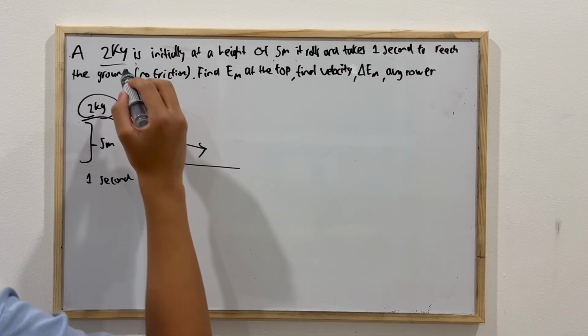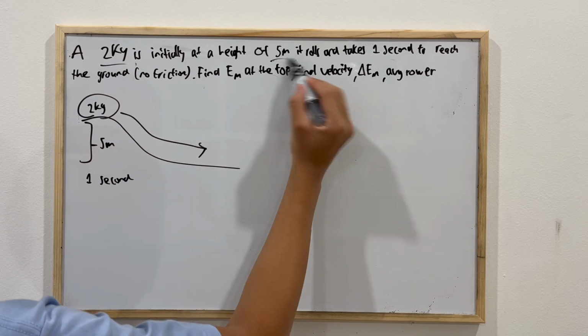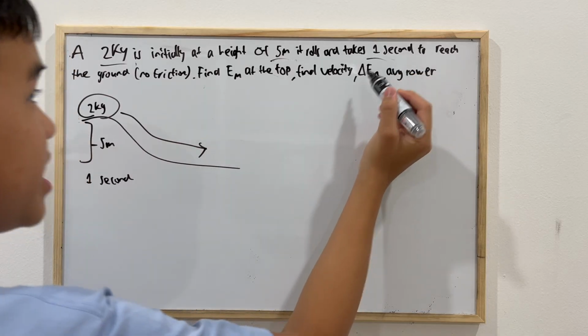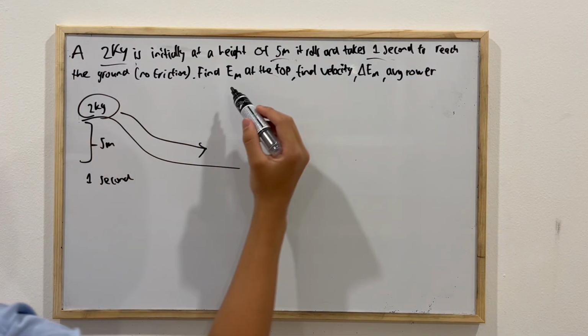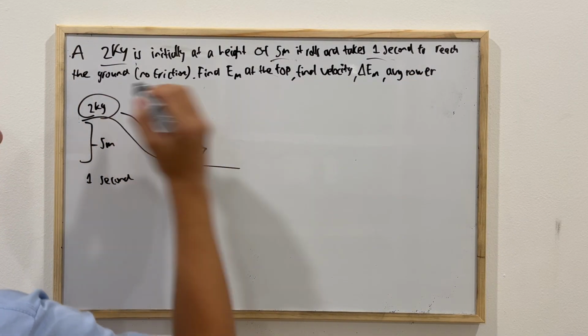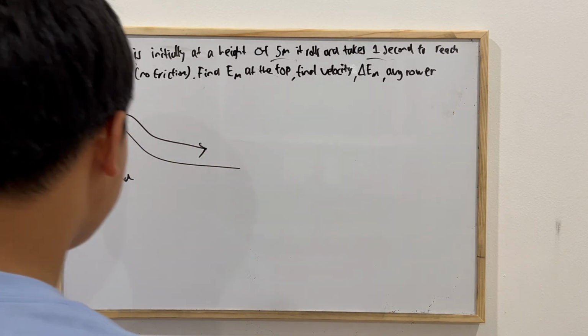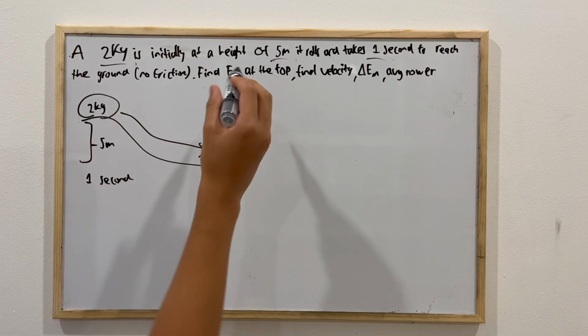This problem: a 2 kilogram object is initially at a height of 5 meters. It rolls down a frictionless track, by the way, and takes 1 second to reach the ground with no friction. Find the mechanical energy at the top and the velocity, the change in mechanical energy, and the average power. So first of all, let's find the mechanical energy at the top.